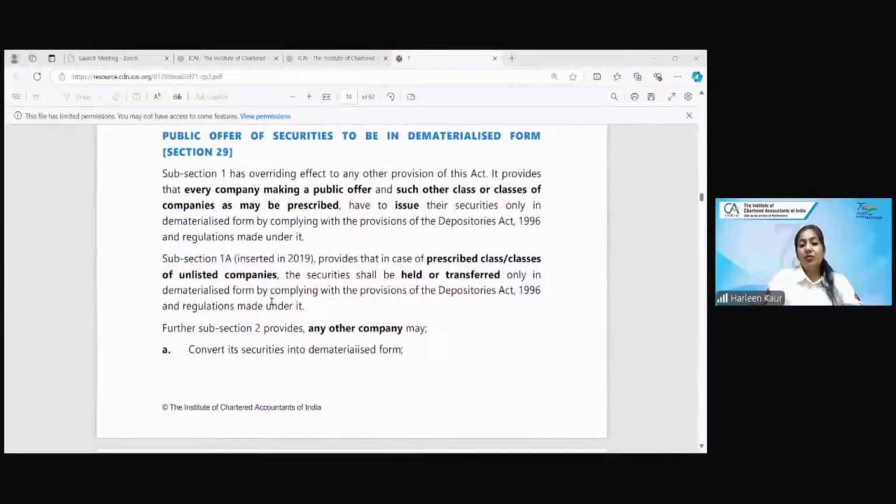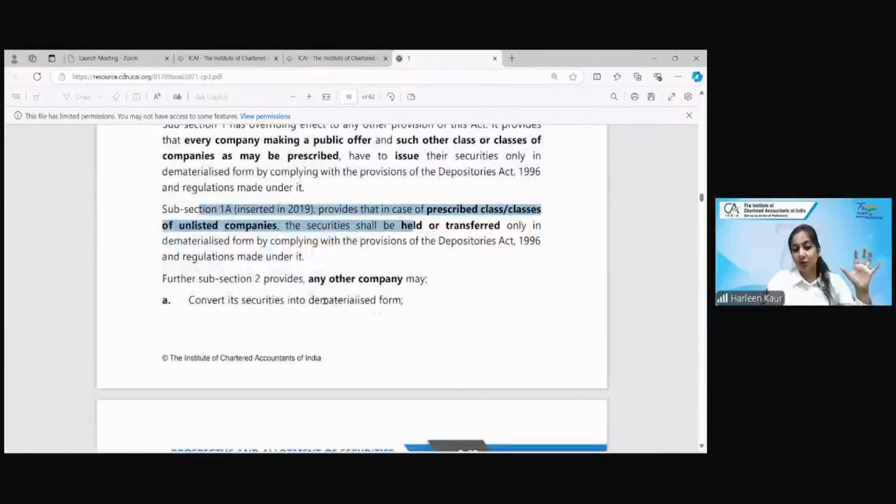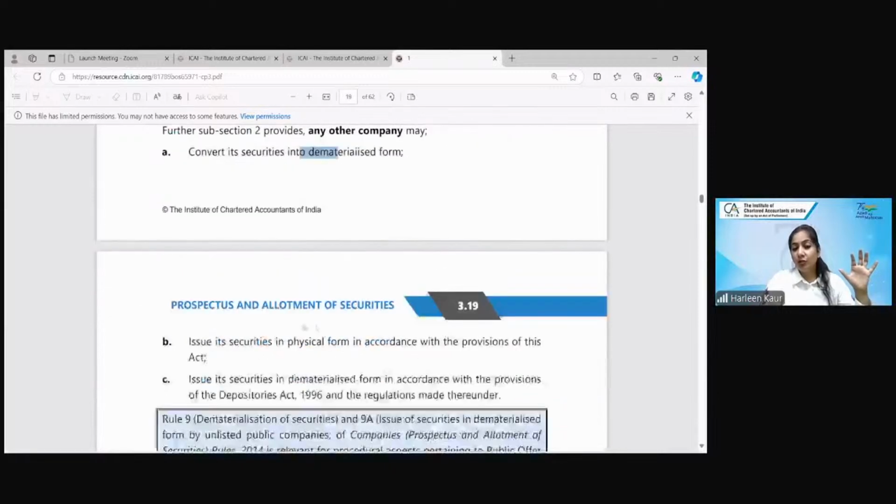So only this much section has been given, children. You simply have to remember that every company making a public offer has to issue securities as per the Depositories Act. For unlisted companies, Section 1A has been inserted. Any transfer of securities held in physical form requires dematerialization. Convert your shares into dematerialized form and issue them instead of physical securities.